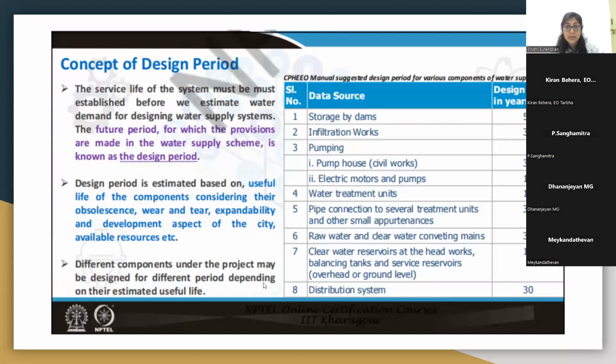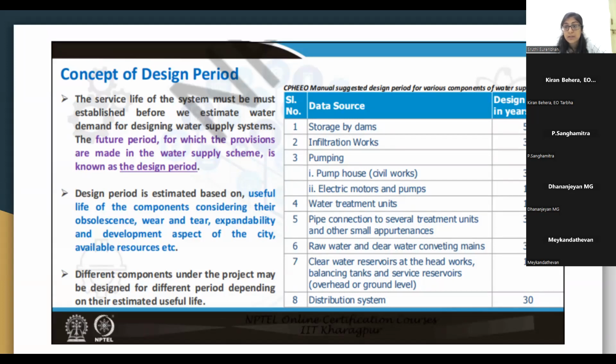So as per the design period requirements, storage dams require the maximum design period, which is 50. Pump houses require 30. Electric motors and pump require 50. That was the question, I believe.